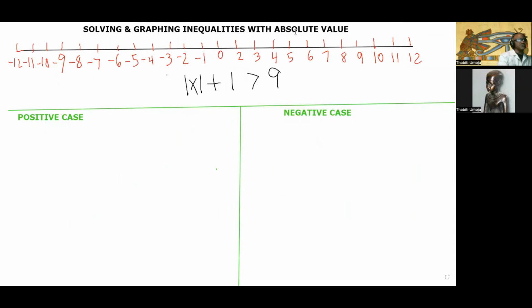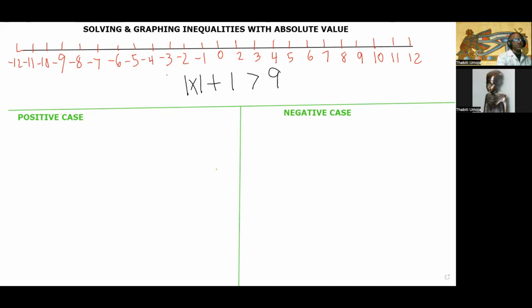This is Brother Tabidi. Today we're going to be doing some more inequalities. This is actually video 4 of inequalities. But the inequalities we're going to be doing today is solving and graphing inequalities with absolute value. This time we're not going to only solve them, but we're going to also graph them as well.